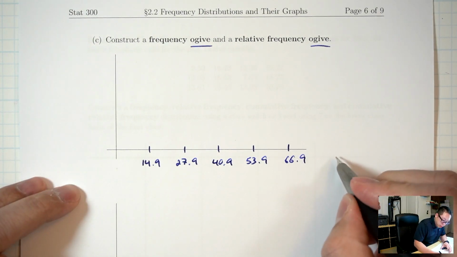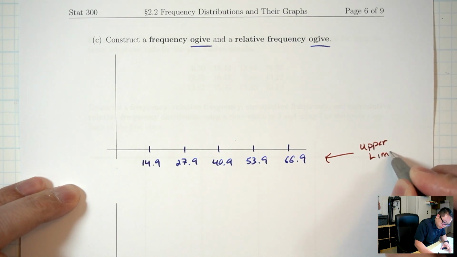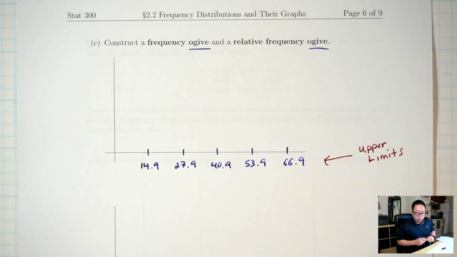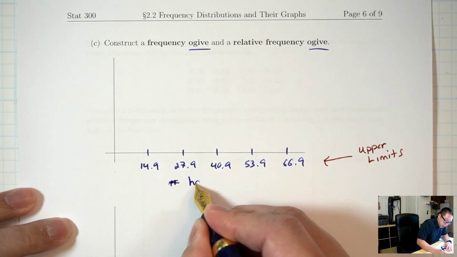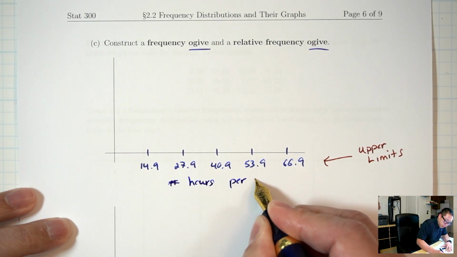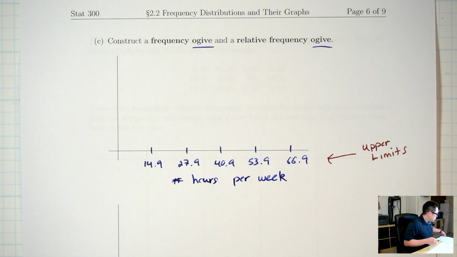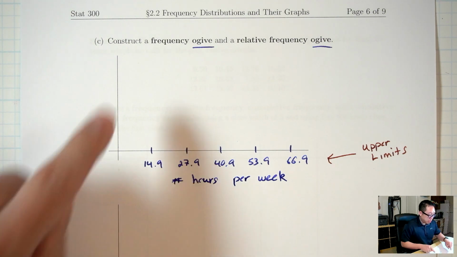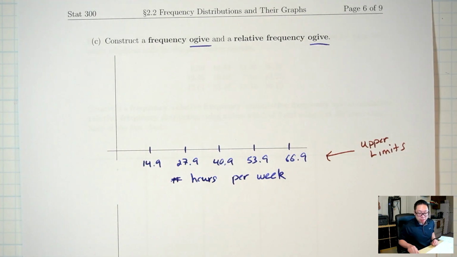These are the upper limits. And then on the x-axis, these numbers represent our data. Our data here are number of hours per week. Now, ogives are the trickiest because even though it says frequency ogive, what do you put on the y-axis? You don't put frequency. So ogives, you always have to add the word cumulative to it.